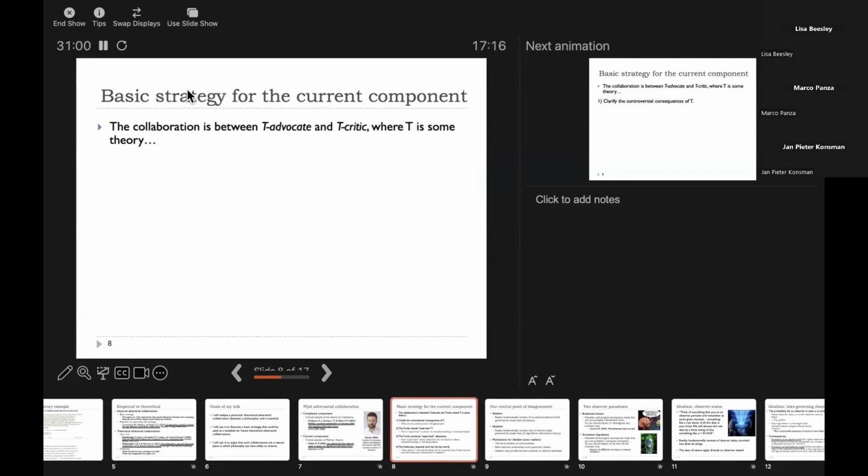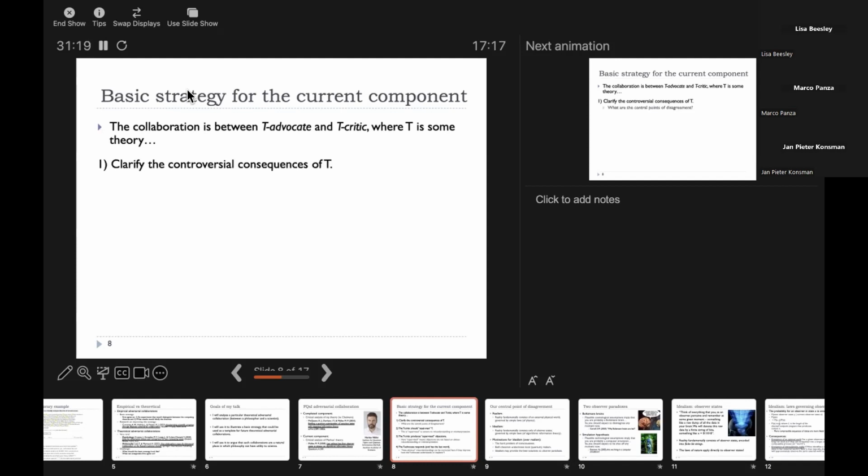But here's the idea. In a theoretical adversarial collaboration, someone's theory is at issue. In this case, it's going to be Marcus's theory. So we've got T, the theory, and we've got a T advocate and a T critic, the advocate of the theory and the critic of the theory. Okay, so we proceed in a series of steps.